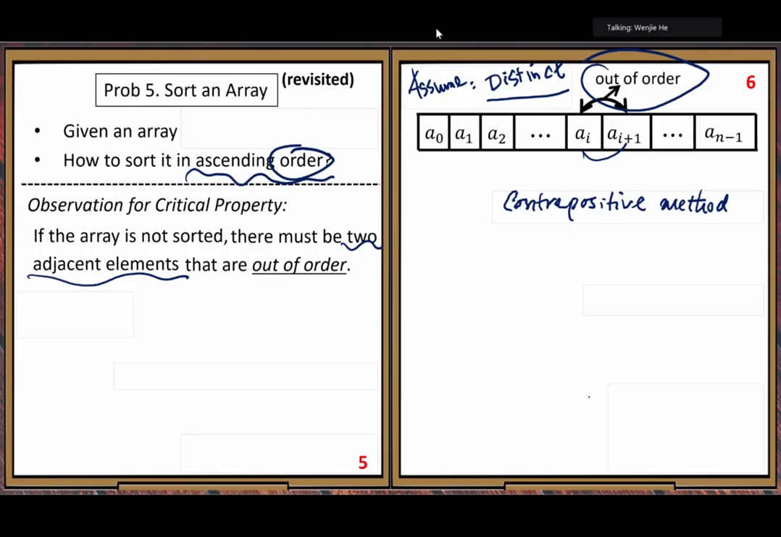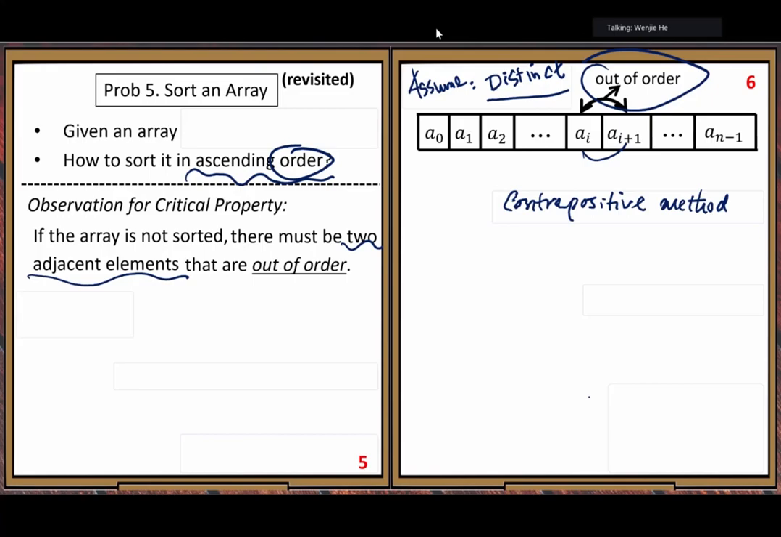There must be two adjacent elements that are out of order. This statement is wrong. What's the meaning of that? The statement says any two adjacent elements must be in order. If the conclusion statement is wrong, then the correct version should be: any two adjacent elements must be in ascending order. Is that correct? That is wrong, right?